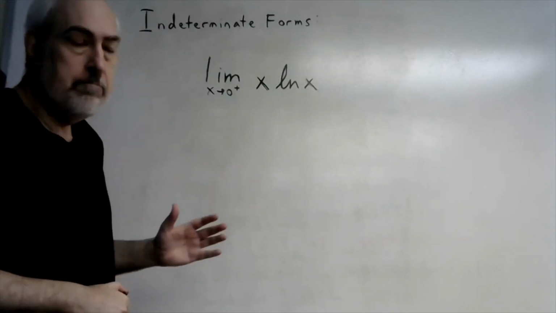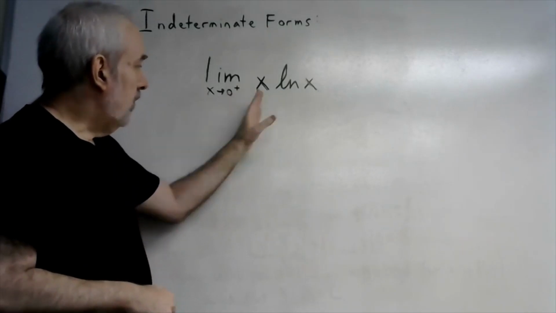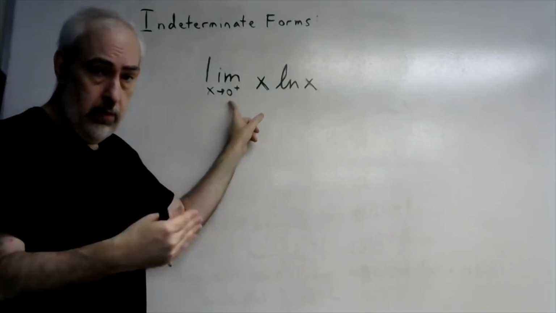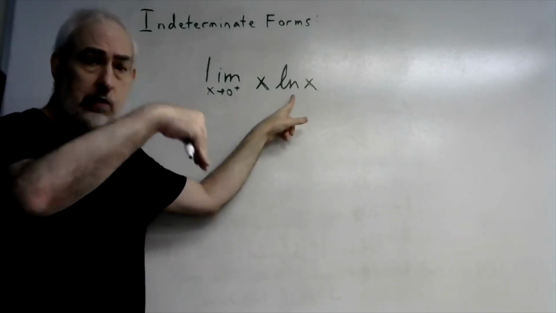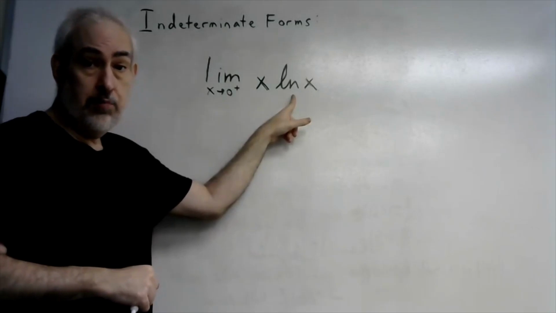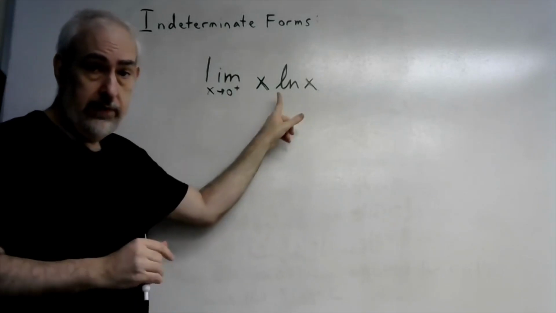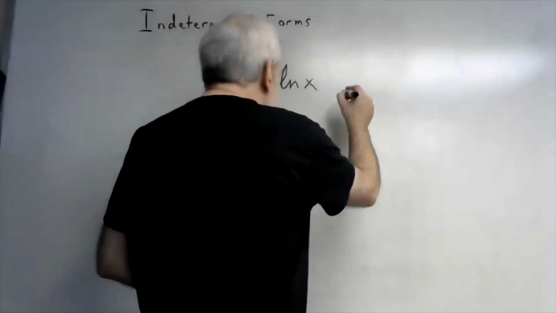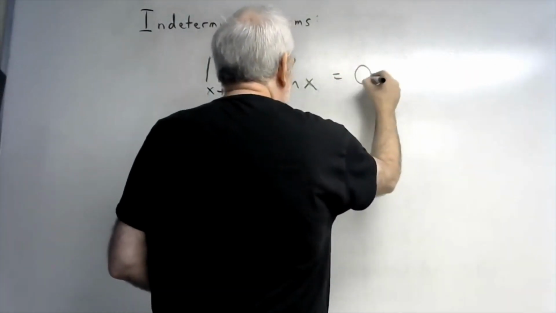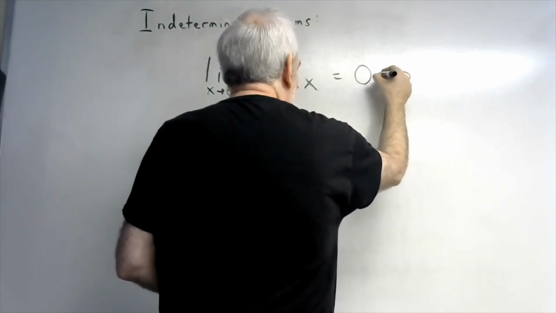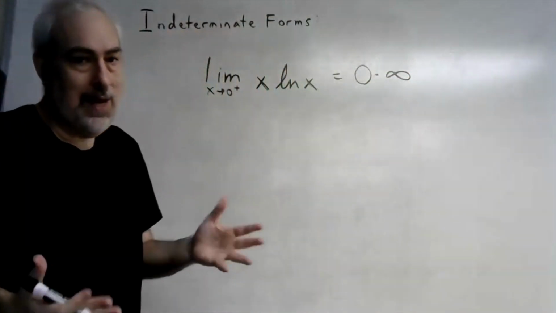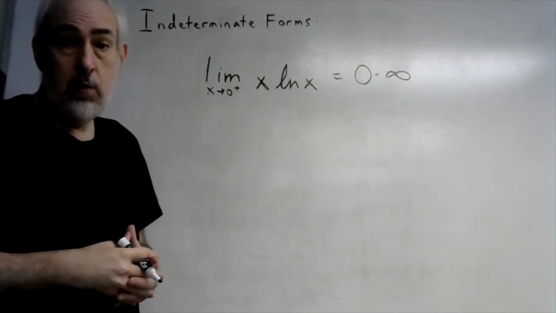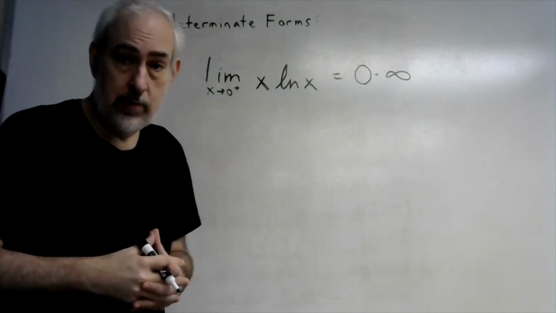Okay, anyway, so if we plug in 0 into the first part, we just get 0. And if you approach 0 from the right, ln of x plunges down to negative infinity as you approach 0 from the right. Therefore, this is 0 times negative infinity. Now, it really doesn't matter whether we're talking about negative infinity or positive infinity. We still say it's the pattern 0 times infinity. So this is one of our 7 indeterminate forms.